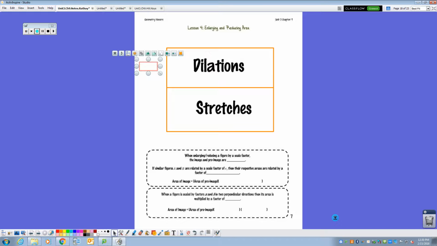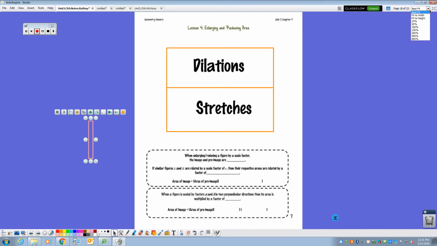Whereas a stretch, if we're dealing with a stretch, I might start with this rectangle and then stretch it horizontally by one amount and then vertically by a totally different amount. And so now I'm getting a totally different rectangle. Area is still increasing or decreasing, but we don't have the sides changing by the same amount.